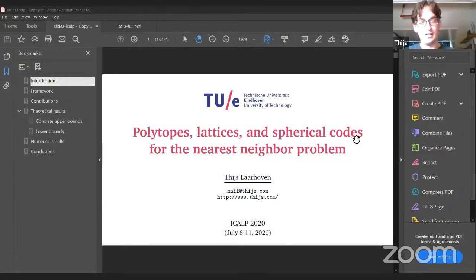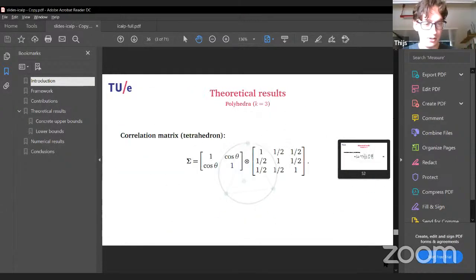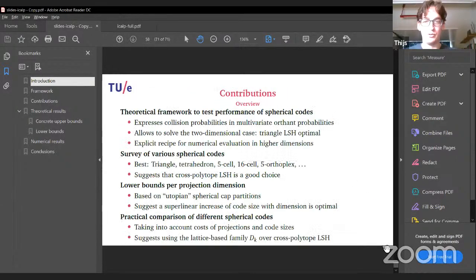And so the main topic of this paper was to figure out which of these spherical codes are the best for partitioning low dimensional spheres into regions, so that for the problem of nearest neighbor searching, you actually get the best results. So, just going to the contributions. This paper was about formalizing this framework of projection and partitioning. That's the theoretical framework.